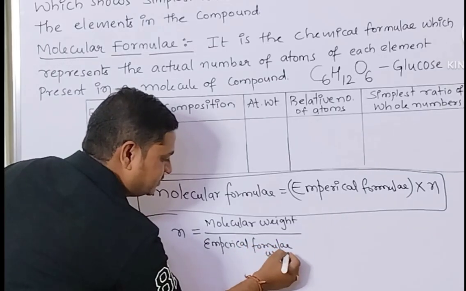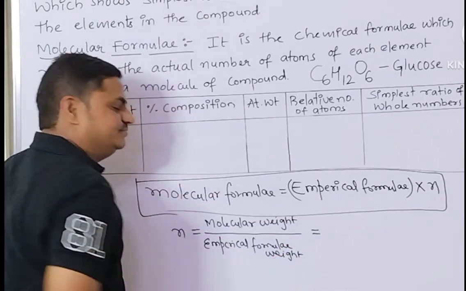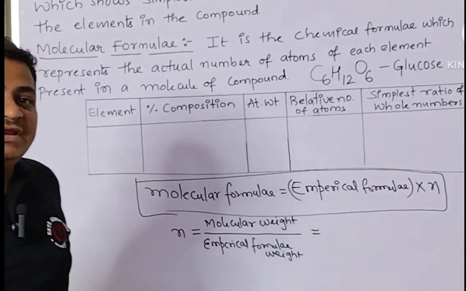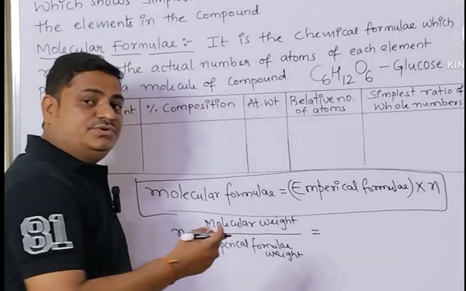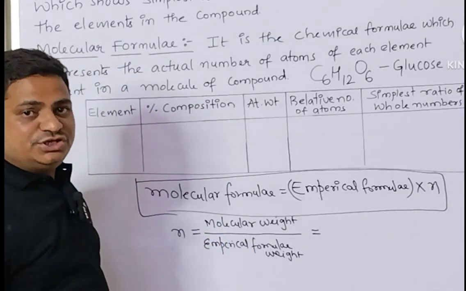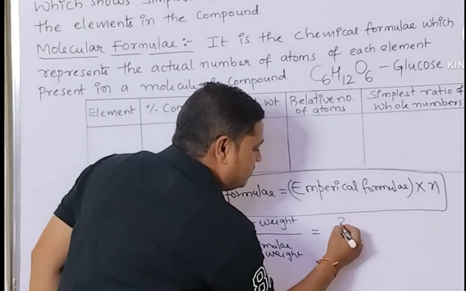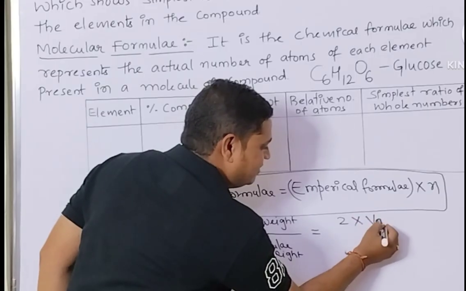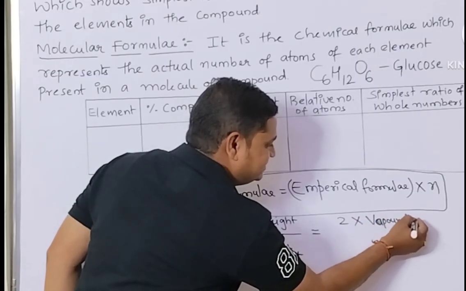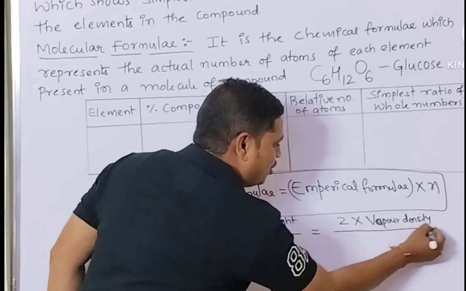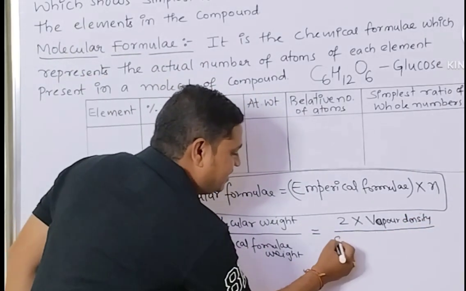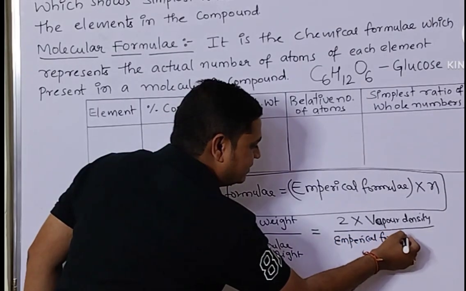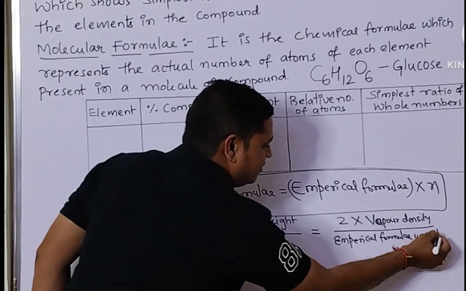Sometimes in the question they may not give you the molecular weight directly. In that case, they will give you the vapor density value. If they give the vapor density value, you have to multiply it by 2, so 2 into vapor density, upon the empirical formula weight.